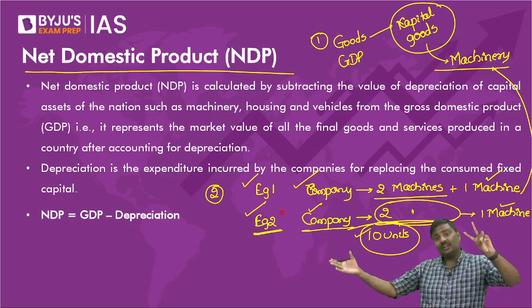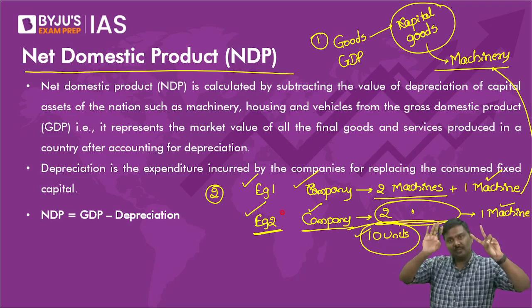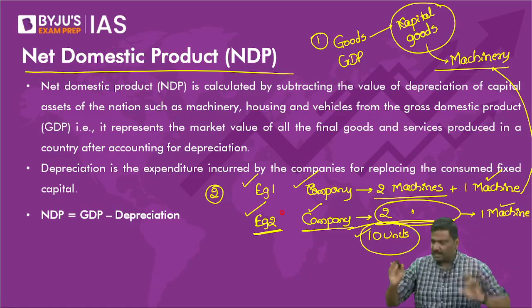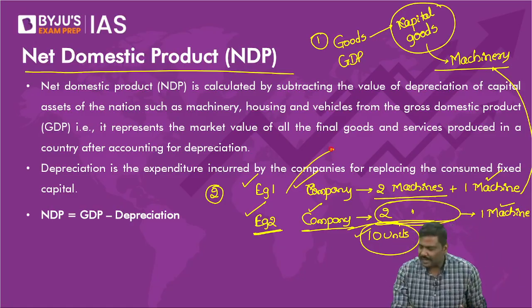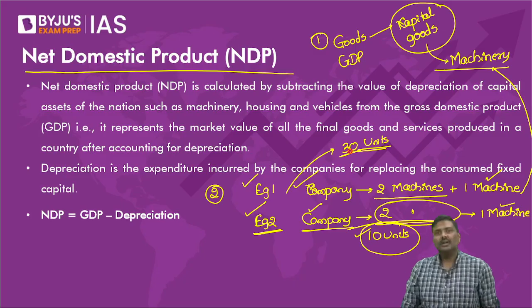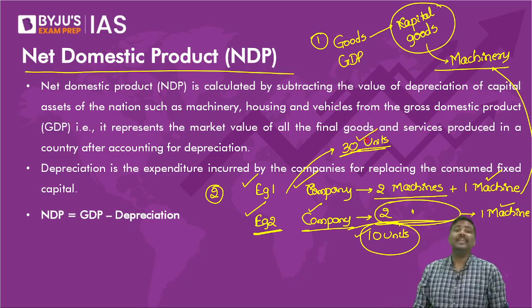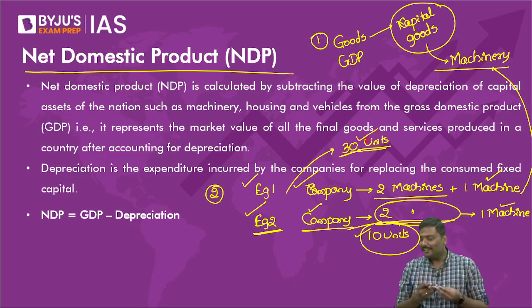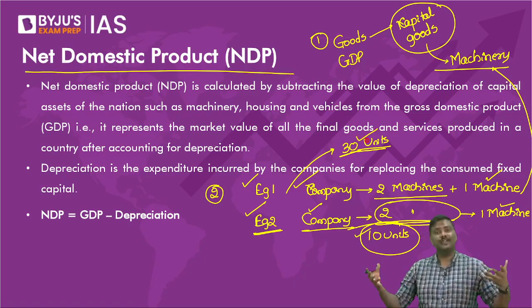But in example 1, there are 2 machines. In addition to the 2 machines, I've purchased one more machine. Now tell me, how much will the production be in example 1? 30 units.